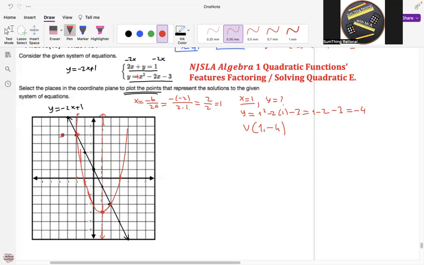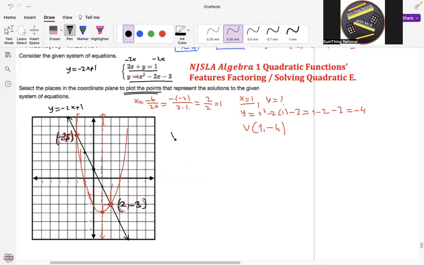This point is negative 2, comma 5, okay? We can find this point of intersection at 2 and negative 3. So I need to check those points, because I'm not sure whether those points are really correct or not. So I draw the graph roughly, negative 2 comma 5, whether they are correct or not.